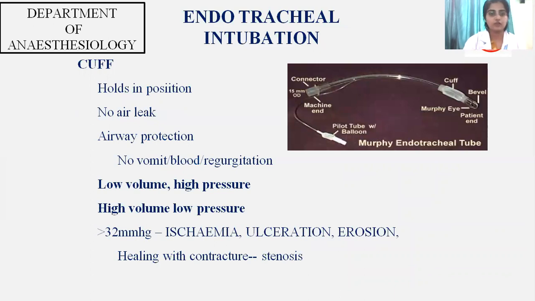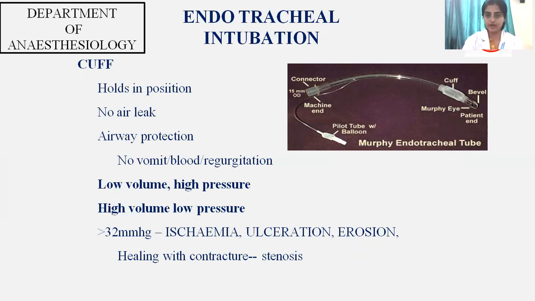Next is talking about the cuff. What is the importance of the cuff in the endotracheal intubation? It will hold the endotracheal tube in position. Once the endotracheal tube has bypassed the vocal cords, at that point, you inflate the cuff. This will keep the endotracheal tube in position. Check whether there is any air leak or no air leak. If there is no air leak, it is good because it will keep your airway protected from vomitus, blood or regurgitation.